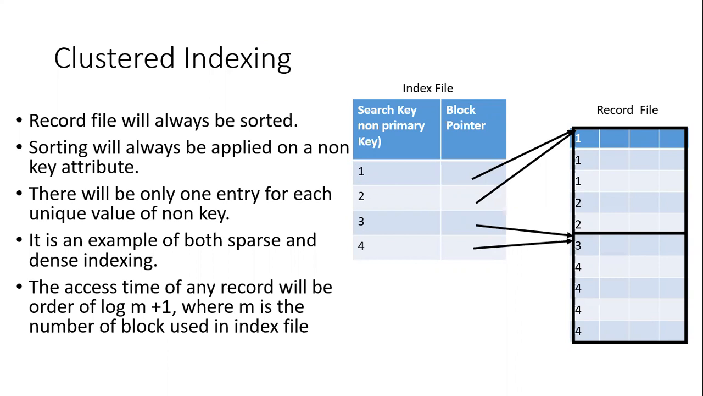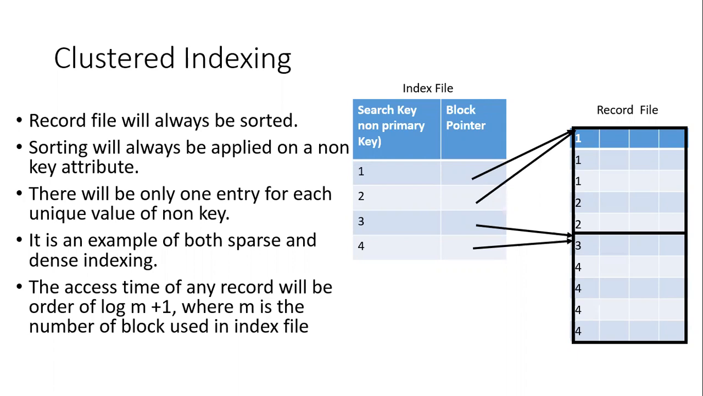So in the case of clustering indexing, we always search on the basis of a non-key attribute. A non-key attribute is one which is repeatable in the tuples of a relational table. So the search key will always be a non-key attribute here. And in the record file, the records will always be ordered on the basis of the non-key search attribute.